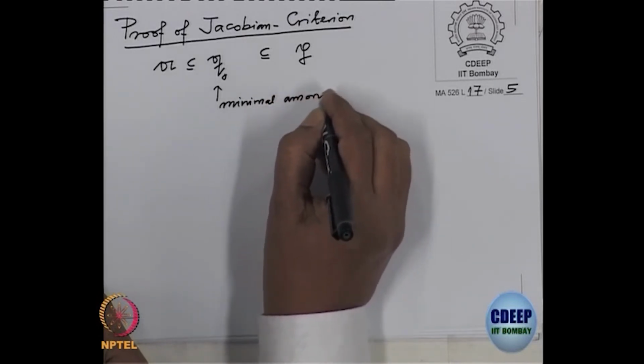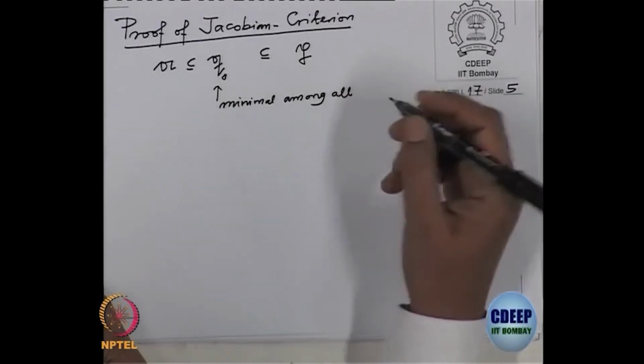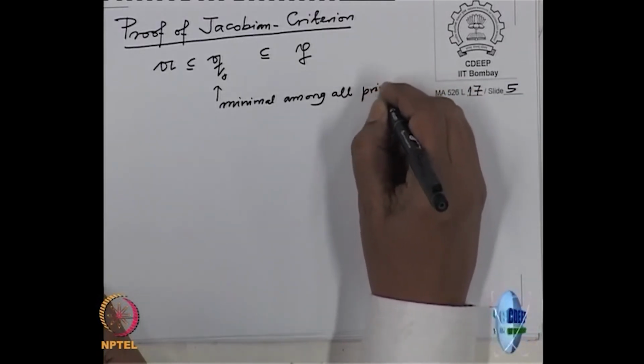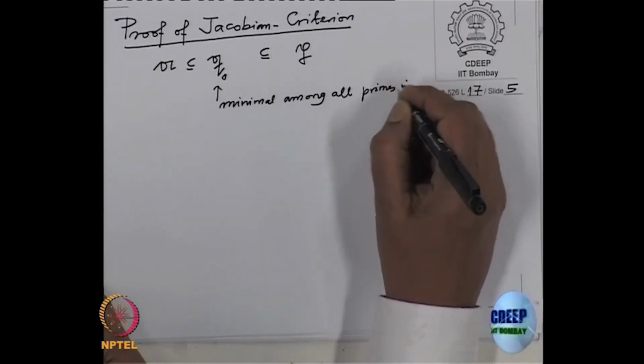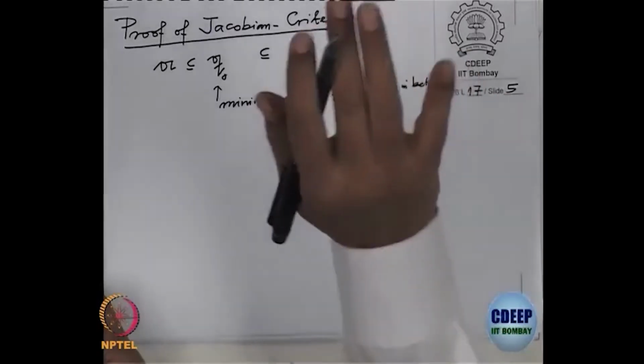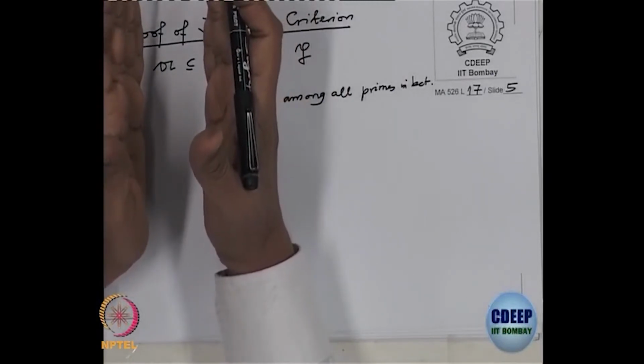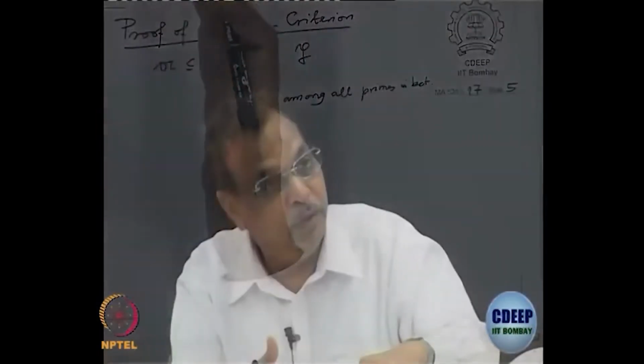Q naught is minimal among all primes in between. Actually, minimal among all minimal primes in between. You look at all minimal primes of A, and among them you choose the minimal one. That means it exactly gives the irreducible component. Otherwise, there are embedded primes. So I am taking Q naught to be the minimal one.